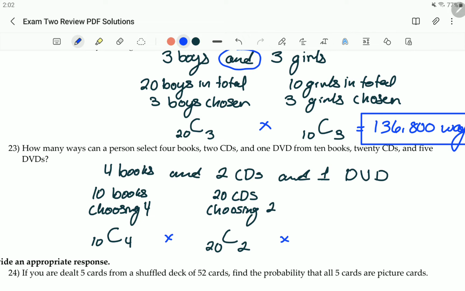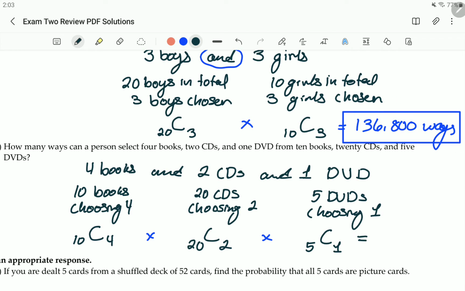And then we're going to multiply that with, we have a total of 5 DVDs, and we're choosing 1. It doesn't matter which one we choose or the order that we choose it in. So that is the combination of 5 choose 1, and once again, the order does not matter.